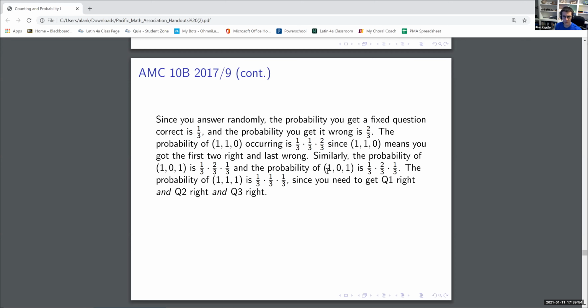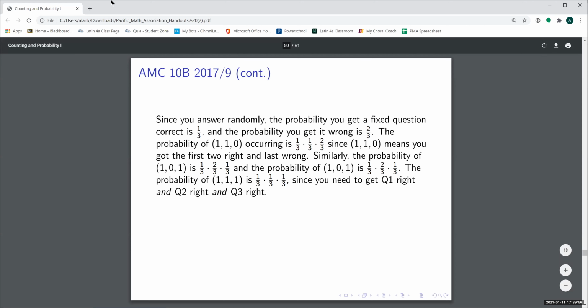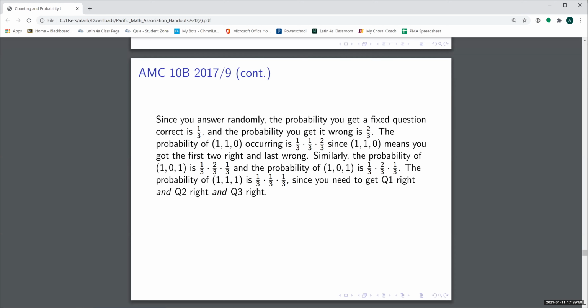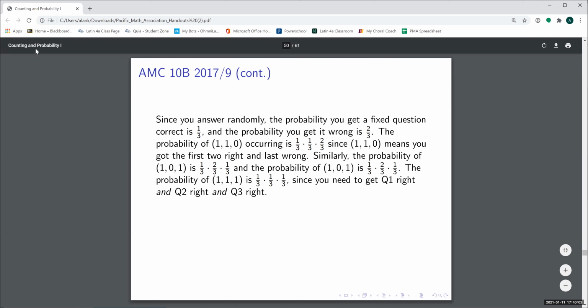Do you all follow that? Some people are asking in the chat, can you explain why you multiply the probabilities? Okay. I suppose it's because we want both to happen.